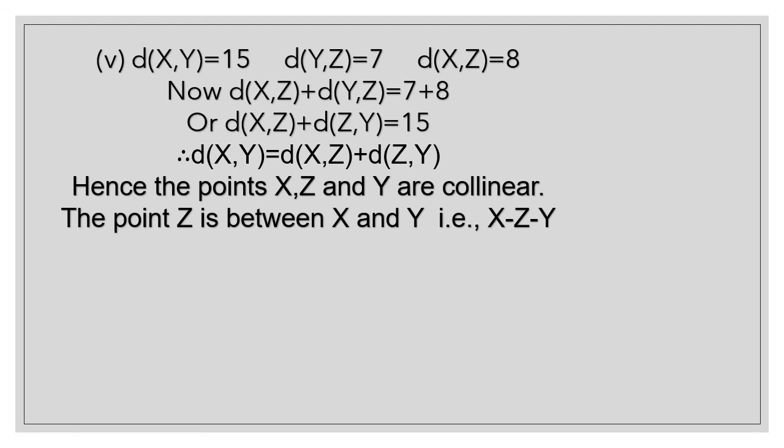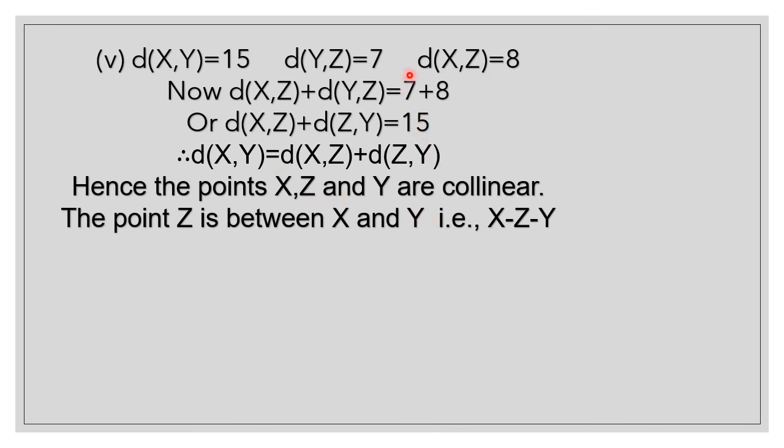Now the fifth example from question number 3. Here the distance between the points XY is given as 15. The distance between the points YZ is given as 7. And the distance between the points XZ is given as 8. If you observe here, the distance between YZ, that is 7, plus the distance between XZ, that is 8, if we add these two, we get the distance between the points X and Y. So we will write: distance XY is equal to distance XZ plus distance YZ.